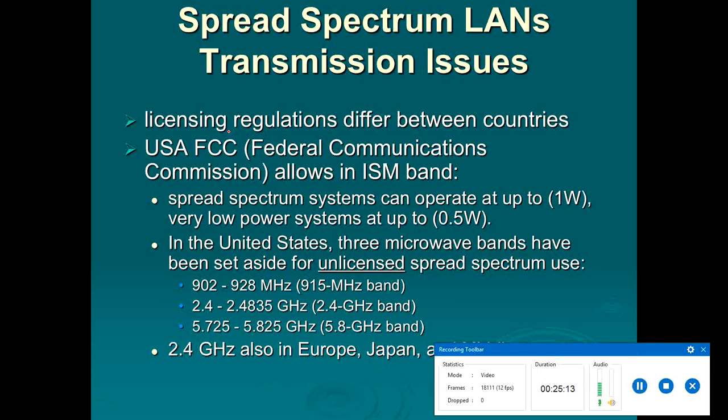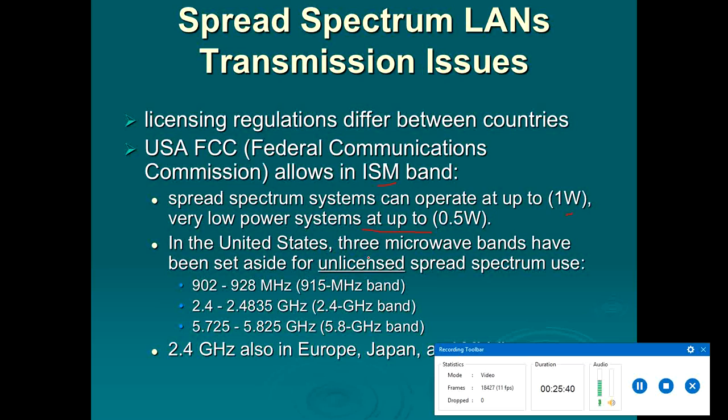Alright, so there are licensing requirements and there are licensing regulations. The licensing regulations differ between countries. The USA FCC, Federal Communications Commission, allows the ISM band, and spread spectrum systems can operate up to 1 watt. Very low power systems can operate up to 0.5 watts.